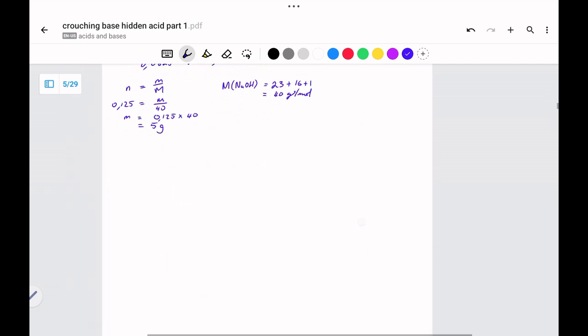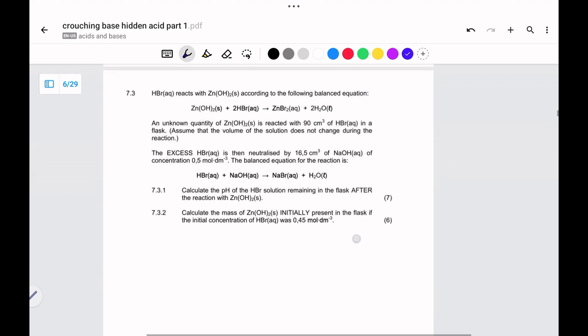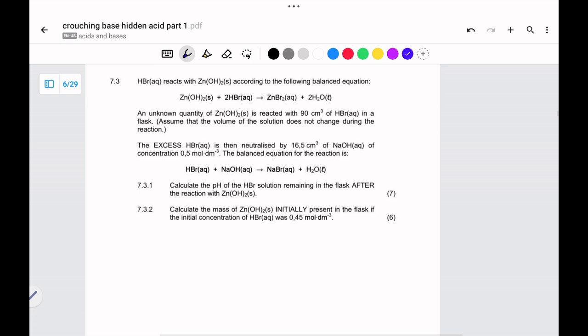Okay, so we carry on. Another problem of the sort. Let's see. Hydrobromic acid reacts with zinc hydroxide solid according to the following balanced equation. An unknown quantity of zinc hydroxide is reacted with 90 cubic centimeters of hydrobromic acid in a flask. Assume that the volume of the solution does not change during the reaction. Okay, so all we're told so far is we got some solid reacting with 90 cc's of some hydrobromic acid solution.